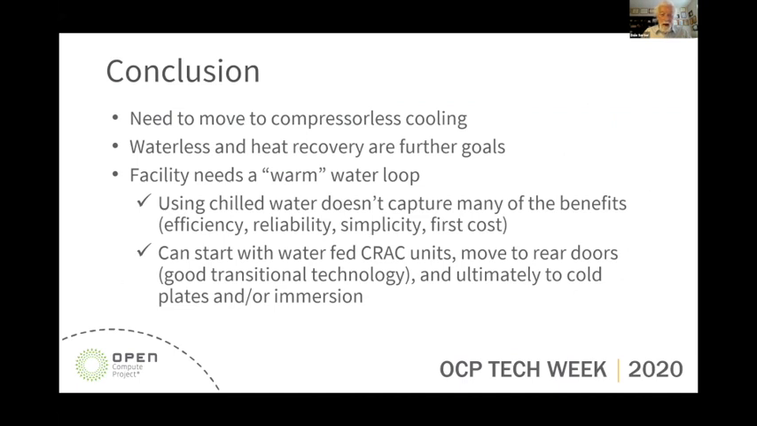So in conclusion, we need to move to compressorless cooling, and we can. Water conservation and heat recovery are further goals of liquid cooling. But facilities need to be equipped with a warm water loop. If you're looking at a chilled water loop in your building and the data center is just one component on that chilled water loop, you get some benefits, as I mentioned, but not as many as if you have an independent loop that can utilize the warmer temperatures and more hours of free cooling.